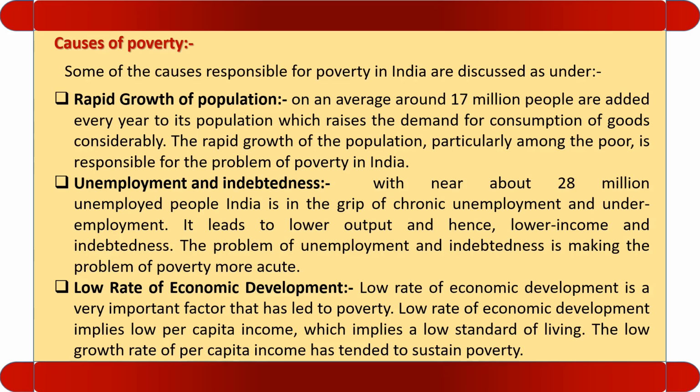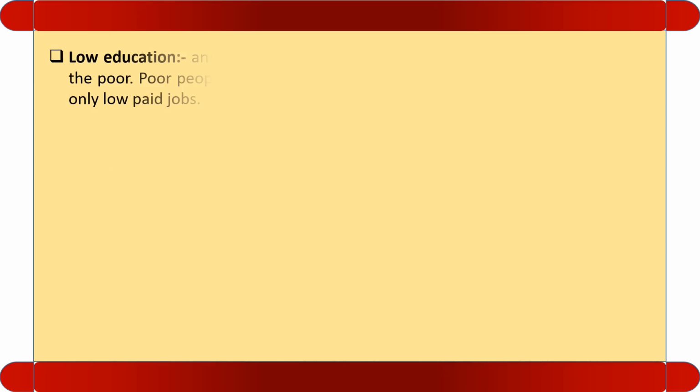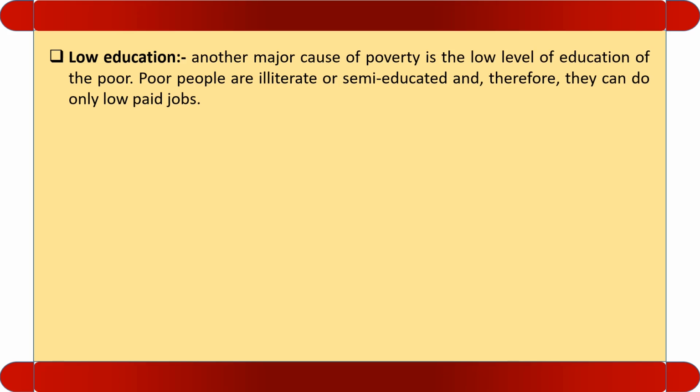The next is low rate of economic development. Low rate of economic development is a very important factor that has led to poverty. Remember, low rate of economic development implies low per capita income, which implies a low standard of living. The low growth rate of per capita income has tended to sustain poverty. The next is low education. Another major cause of poverty is the low level of education of the poor. Poor people are illiterate or semi-educated, and therefore they can do only low paid jobs.